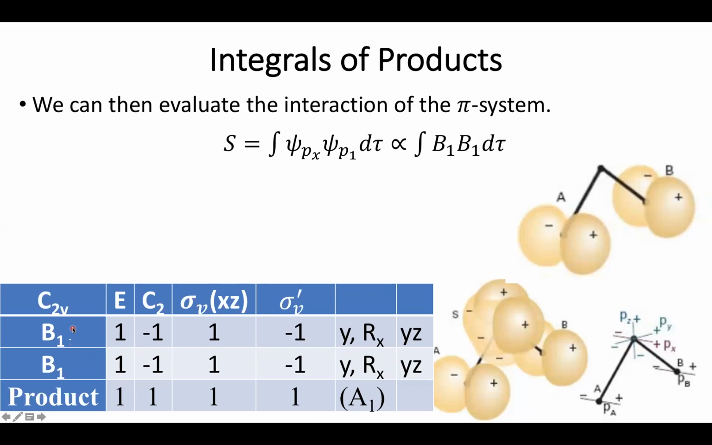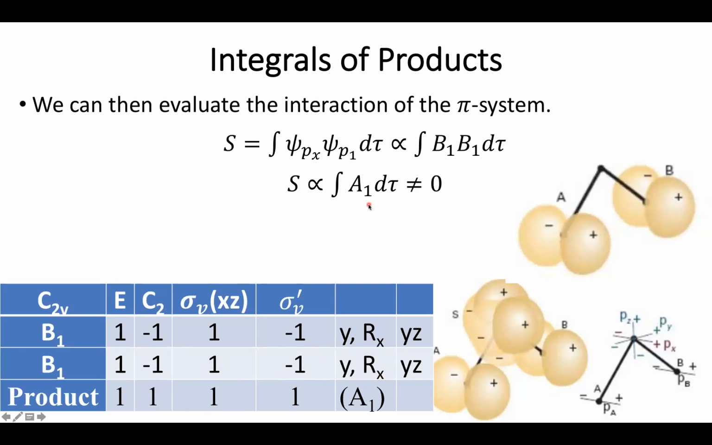As I told you before, it turns out that if I have two identical irreducible representations and I take their product, watch what happens. So we have 1 times 1 gives us 1. We have 2 negative ones, so we get 1. We have 2 positive ones, so we get 1. We have 2 negative ones, so we get 1. And this will always happen. If you have 2 identical irreducible representations, your product will always be the completely symmetric irreducible representation.